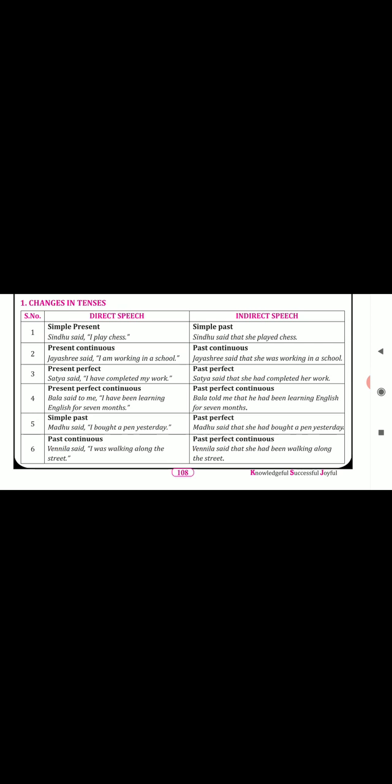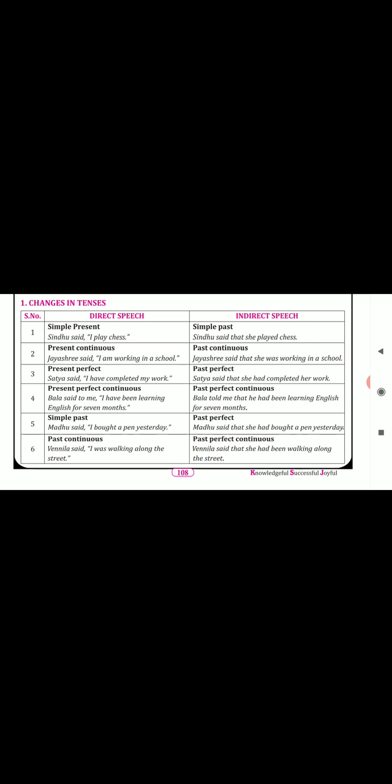And then present perfect. For example, Sadhya said, I have completed my work. Here, have completed is the verb in present perfect tense. So in indirect speech it becomes Sadhya said that she had completed her work. Have completed becomes had completed in indirect speech.